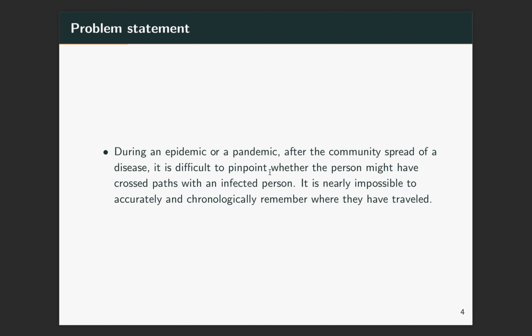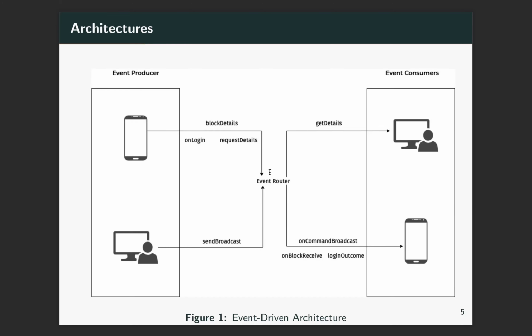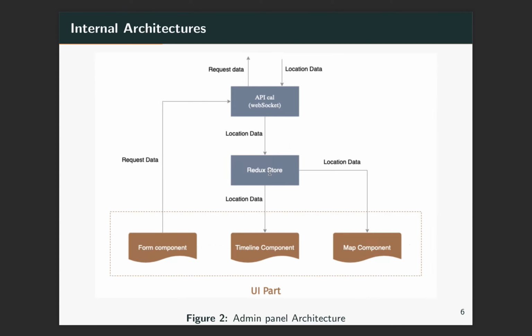For that, we use this, and the architecture we follow is an event driven architecture. Here basically we have event producers and consumers. For us, the event consumers and producers are of two types: either the Android application or the React app, that is a web console. They produce different events which are consumed by either the Android application or the admin panel.